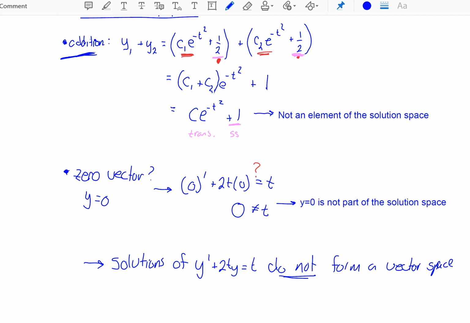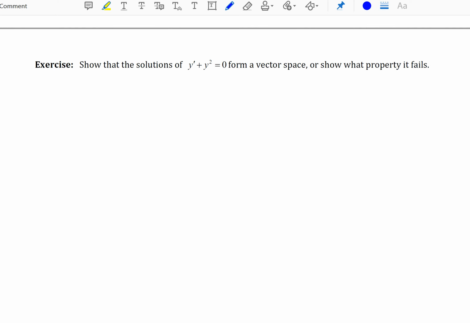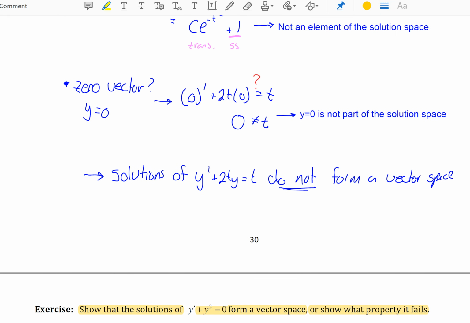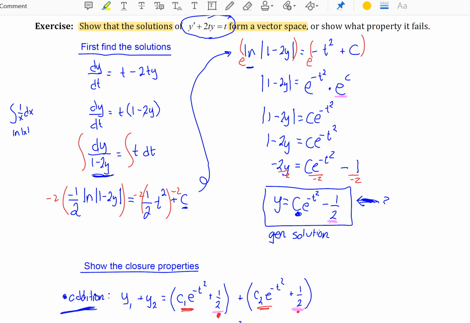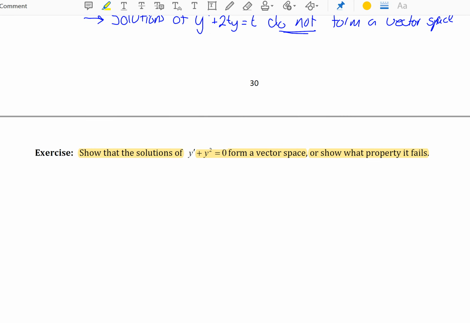Okay, let's look at another example. And here again, we're being asked to show that the solutions of this differential equation form a vector space, or show what property it fails. And right away, I'm considering what our last problem faulted, is that 0 was not a solution. If we would have checked this first, we wouldn't have had to go through and solve this differential equation at all, because 0 was never going to be a solution. So with this one, I'm trying to learn from that right away.